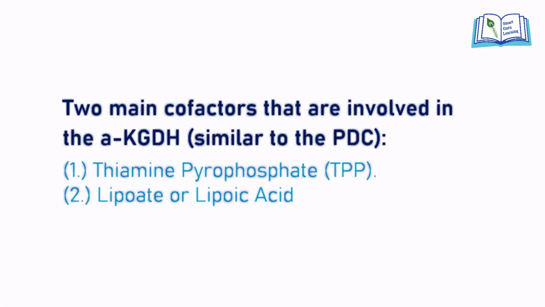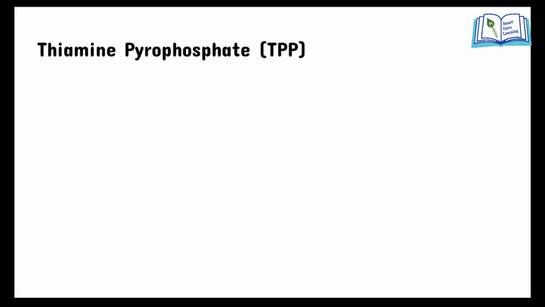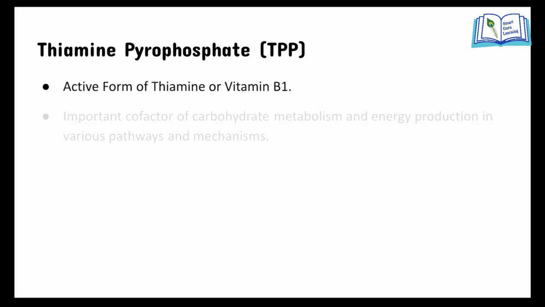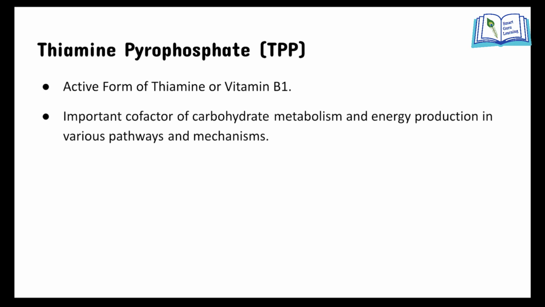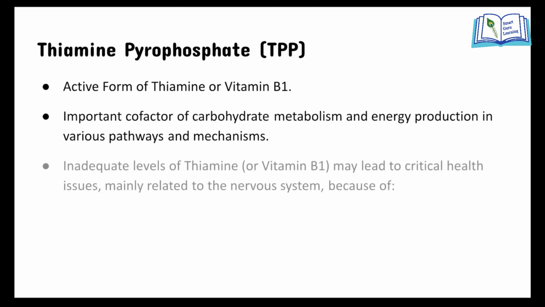Like the pyruvate dehydrogenase mechanism, alpha-ketoglutarate dehydrogenase mechanism involves two cofactors, thiamine pyrophosphate and the lipoic acid or lipoid. Thiamine pyrophosphate or TPP is an active form of thiamine, commonly known as vitamin B1. This cofactor is important for carbohydrate metabolism and energy production in various mechanisms and pathways.